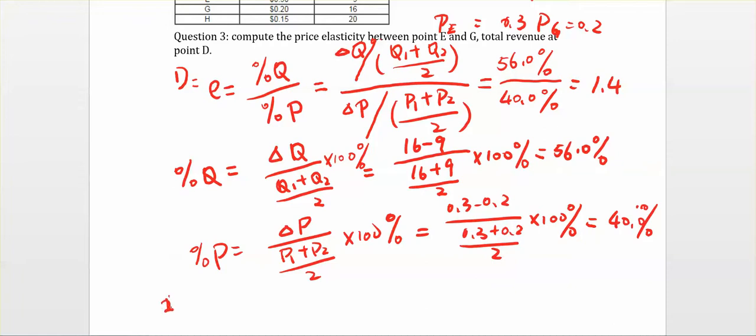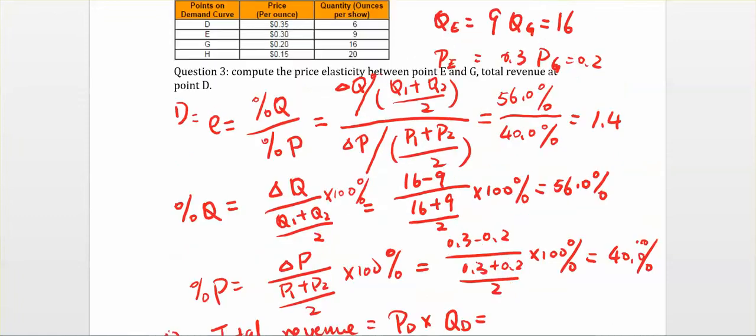And the second part, the question asks you to calculate the total revenue at point D. It's not a big deal. The total revenue equals the price at D times the quantity at D. Now you can go back and look at the table. The price of D is 35 cents, and the quantity is 6. So now you can write down 0.35 times 6, and what will we get?